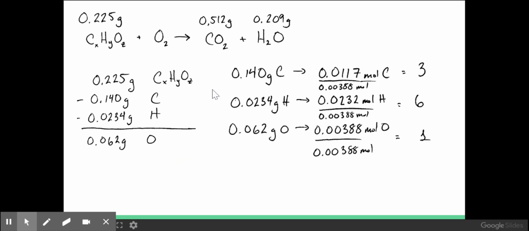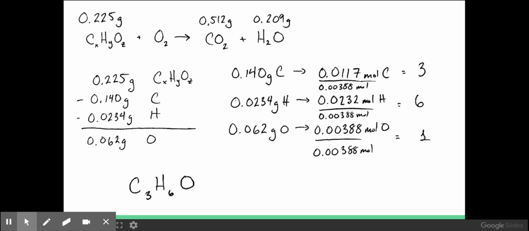Starting with my grams of C, my grams of H, and my grams of O, convert those into moles, divide by the smallest quantity, and these numbers are rounding pretty neatly into whole numbers. I got a 3, a 6, and a 1, which means that my empirical formula is C3H6O.